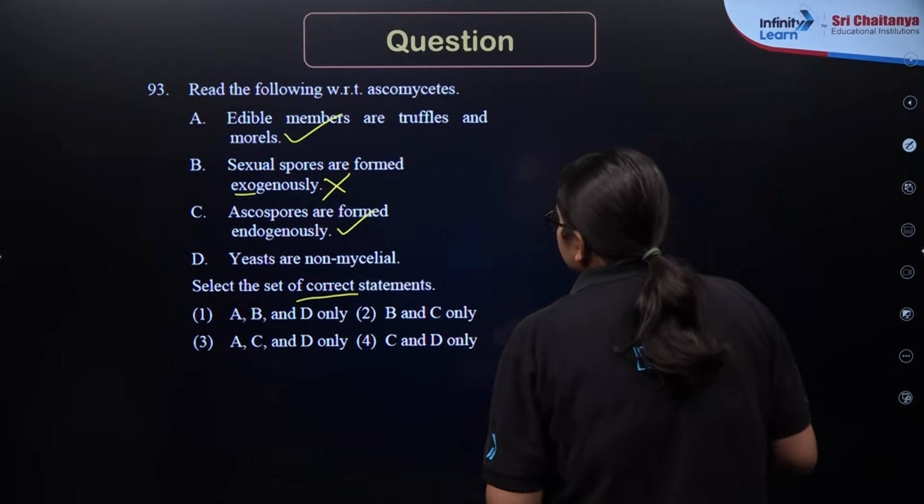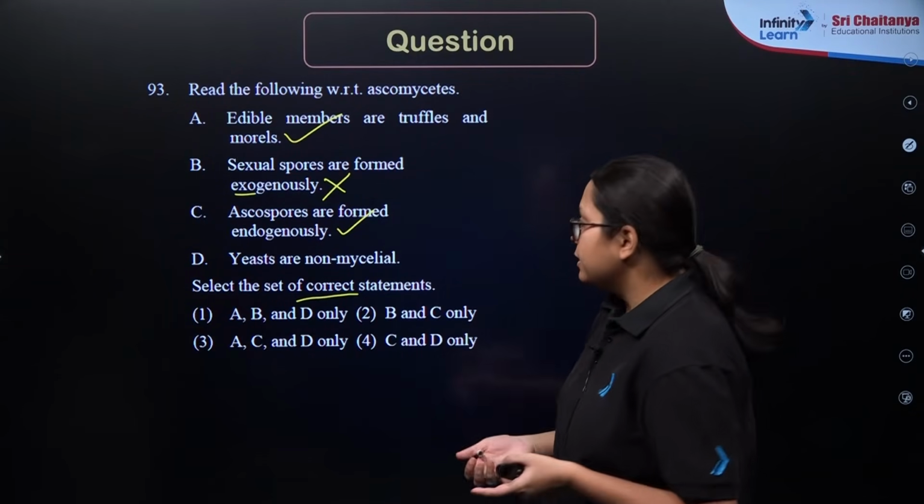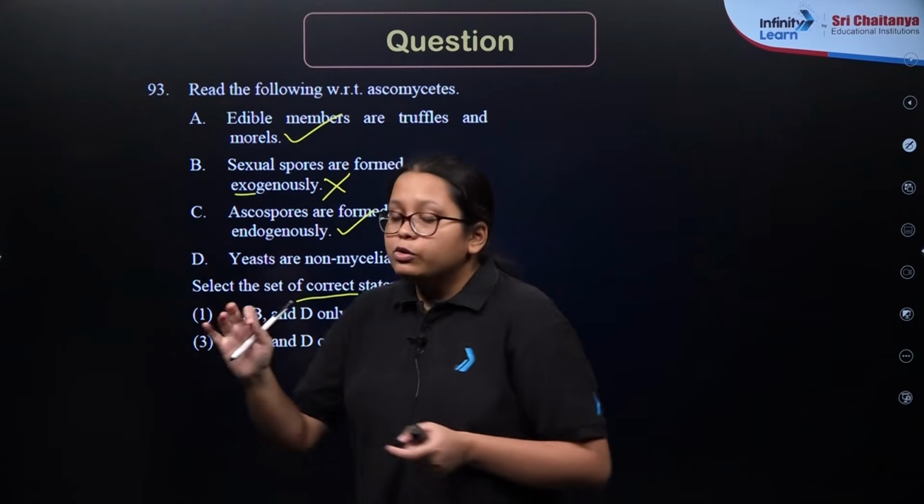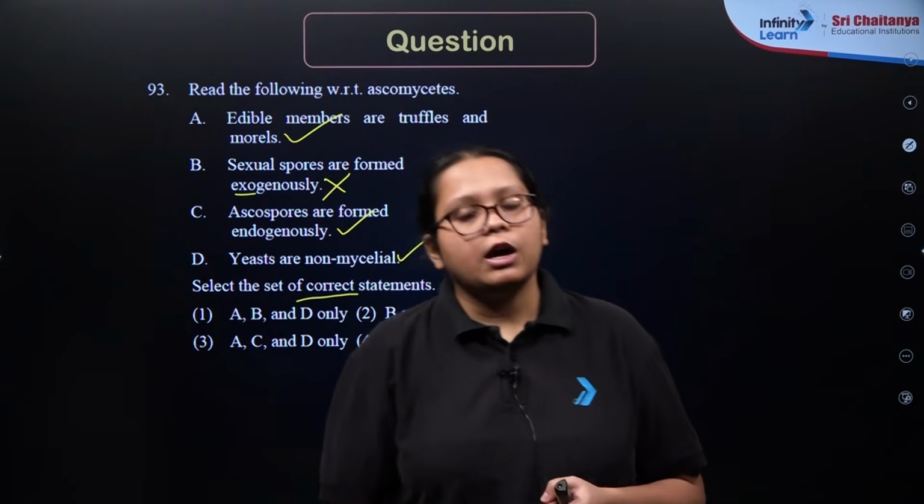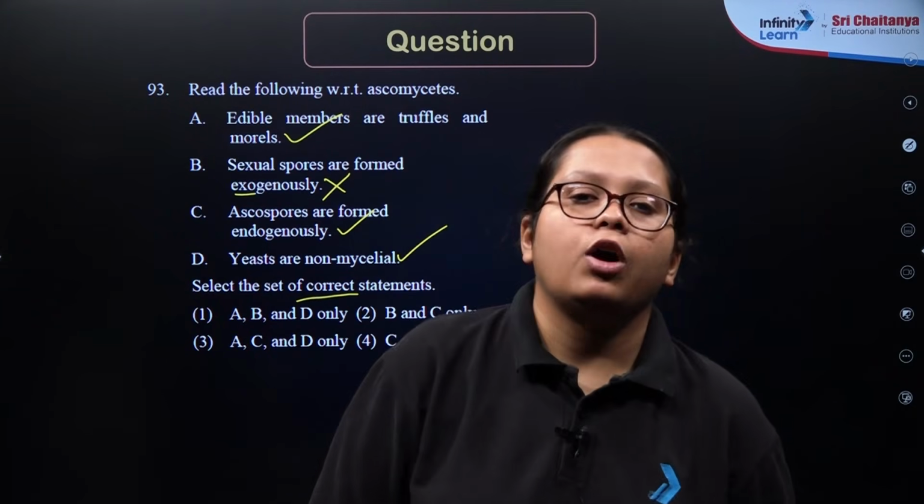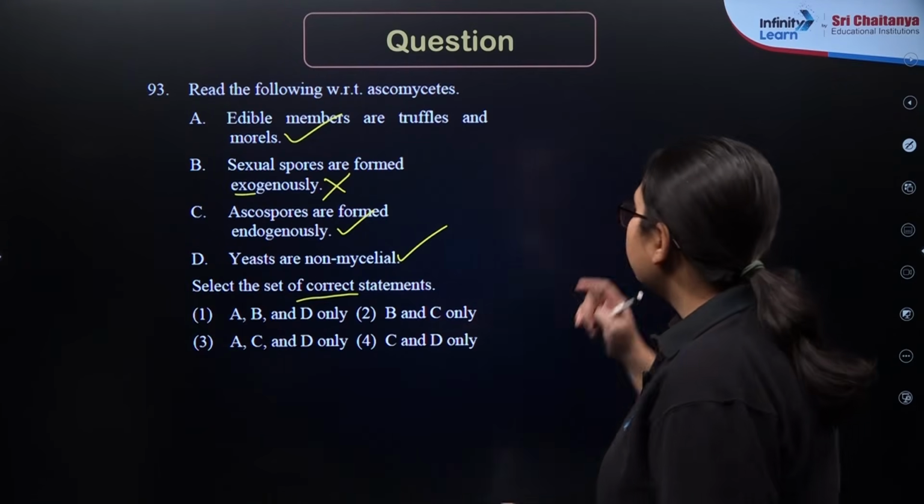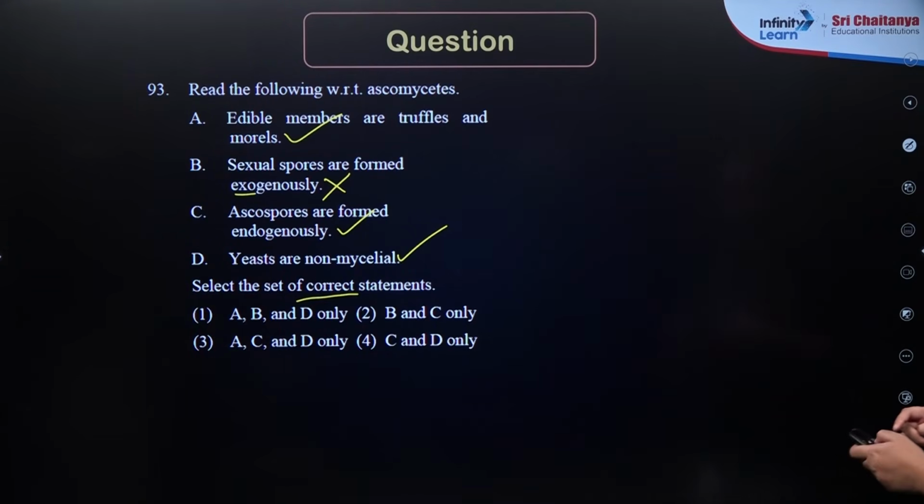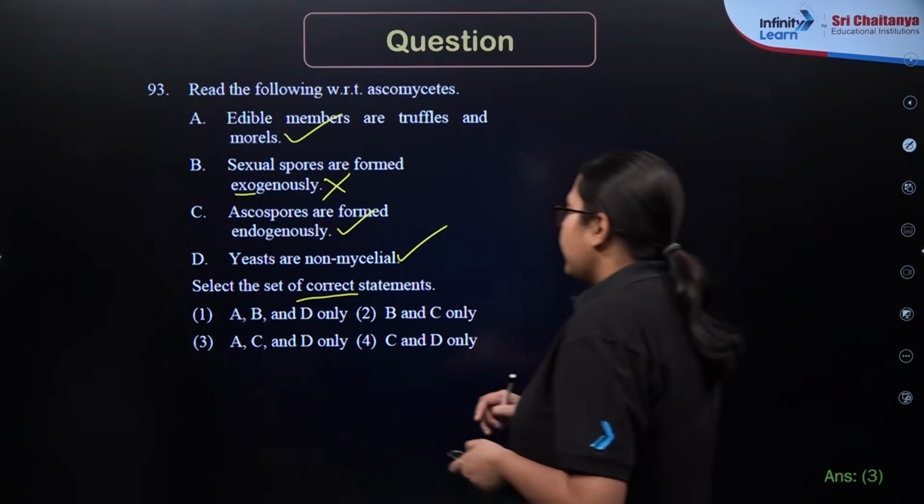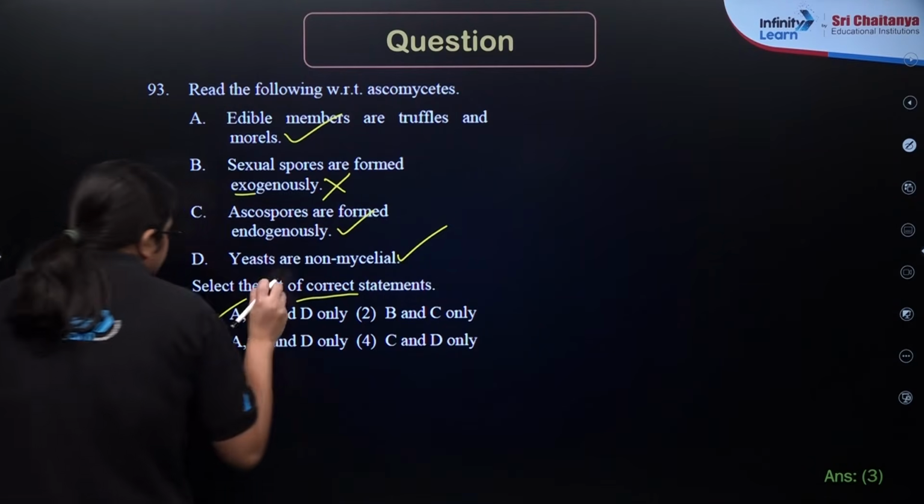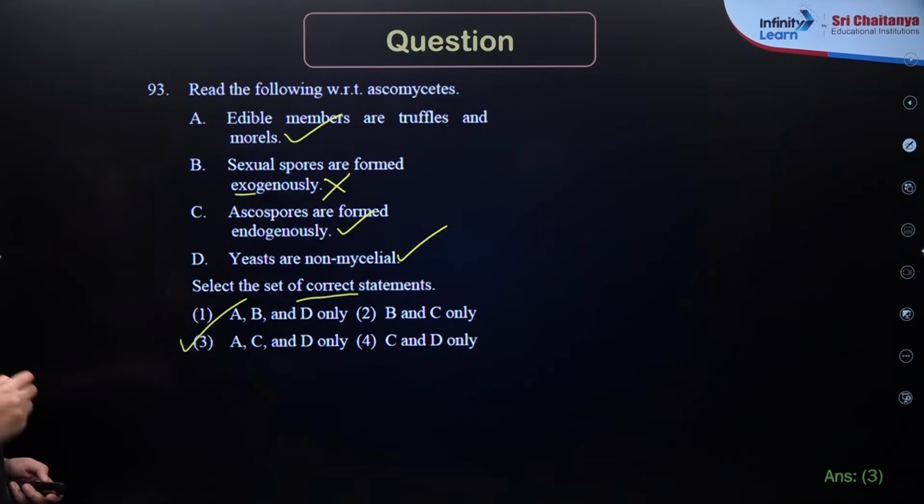Last one, yeasts are non-mycelial. Yes, yeast is a unicellular fungus. It comes under ascomycetes. It does not have mycelia. It does not have a hyphae-like structure. So which of the following statements are correct? A, C and D. So option 3 is your correct answer.